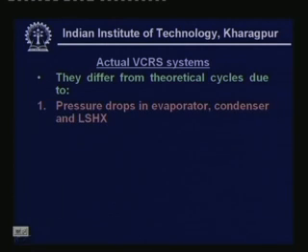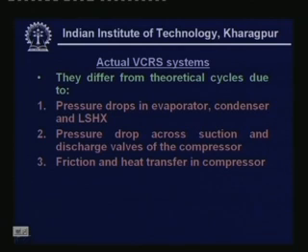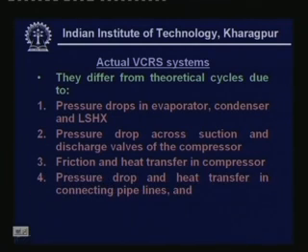You have pressure drops in evaporator, condenser and liquid suction heat exchanger, and you have pressure drop across suction and discharge valves of the compressor, and friction and heat transfer in compressor, and pressure drop and heat transfer in connecting pipelines, and the presence of foreign matter. Okay, so let me quickly show the actual cycle.